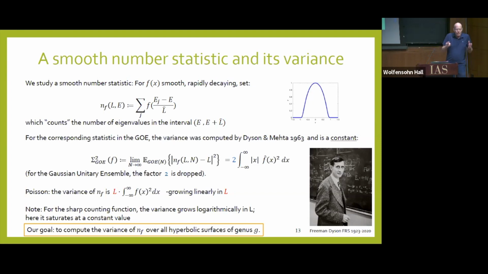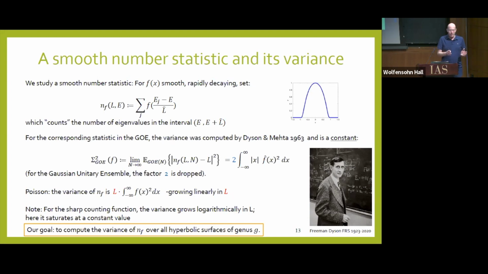Not only does it not grow linearly as it would in the case of Poisson. So for a Poisson sequence, the variance of this linear statistic still goes linearly with the number of eigenvalues. That's an easy computation. But for the GOE and GUE, not only does it grow slowly, it actually saturates to a constant value. And the difference between GOE and GUE is this factor of 2. It's a simple answer depending on your test function, but there's a factor of 2 for GOE and a factor of 1 for GUE, which is the Riemann zeta case.